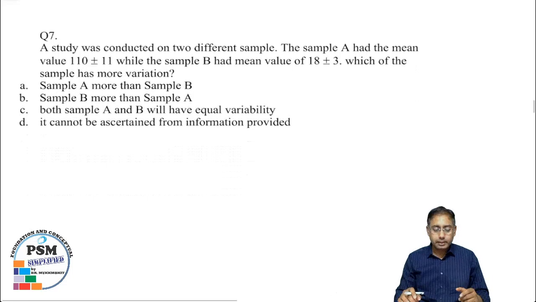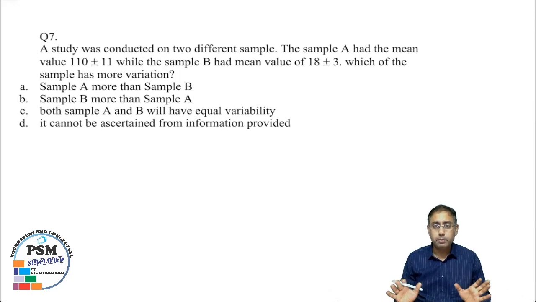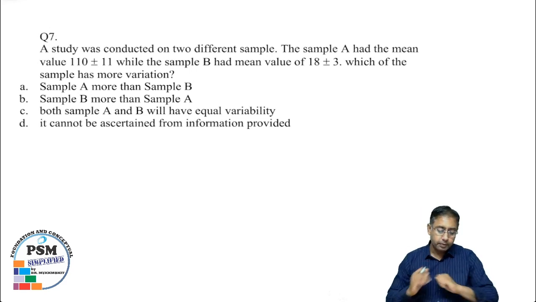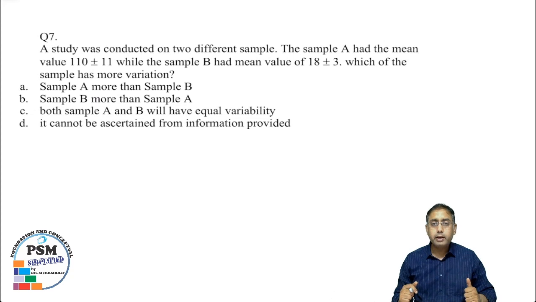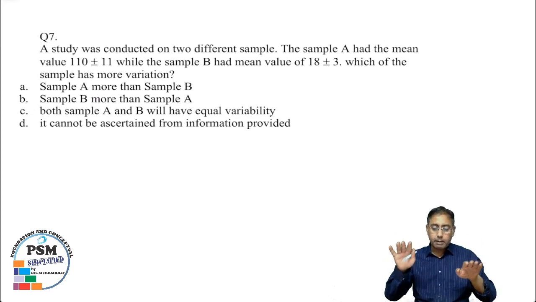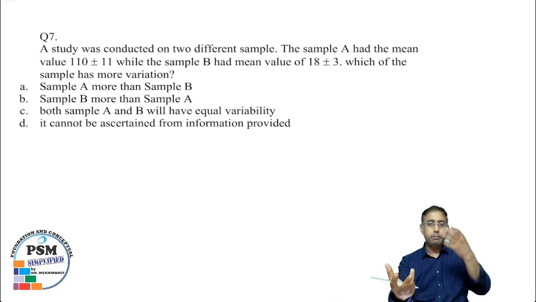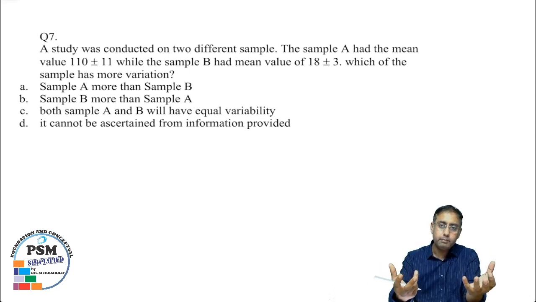Sample question number 7. These are all reconstructed sample questions. Don't take them very much literally. I want to discuss the topics with you and not the MCQs. Question 7. The study was conducted in 2 different samples. Sample A had a mean of 110 plus minus 11. Sample B had a mean of 18 plus minus 3.